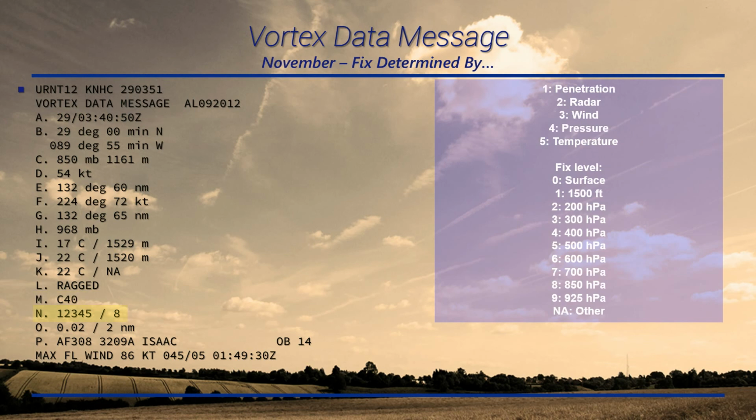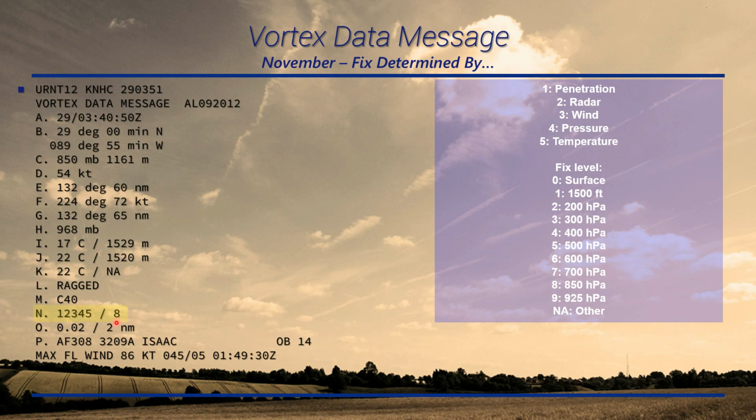After that, that's going to bring us to item November. This is how we determined our fix. You will always see one, penetration. You're not fixing it without penetrating. In most cases, you're going to see all 5 of these. We penetrated the eye. We penetrated with radar, with wind, with pressure, and with temperature. Like I said, almost always you'll see all 5 of these lit up. After that, you'll see that single digit off by itself. In this particular case, the number 8. This is the fix level.